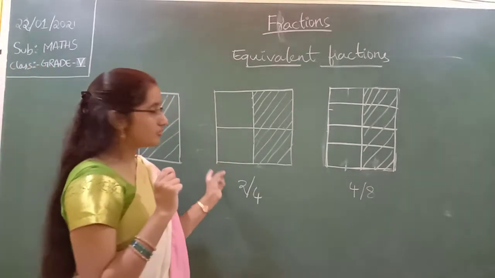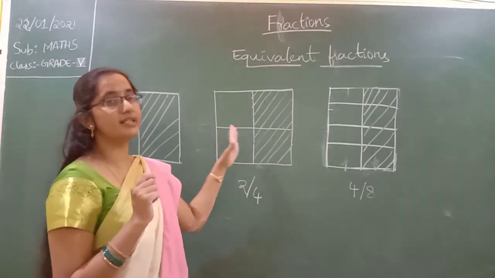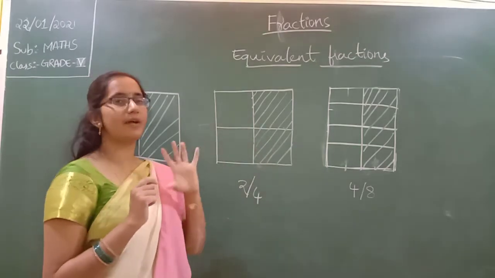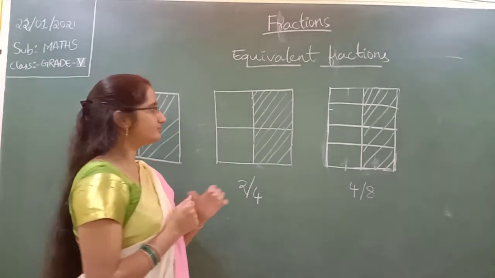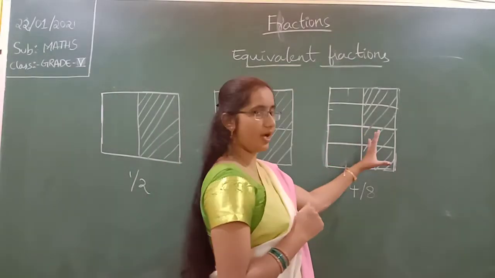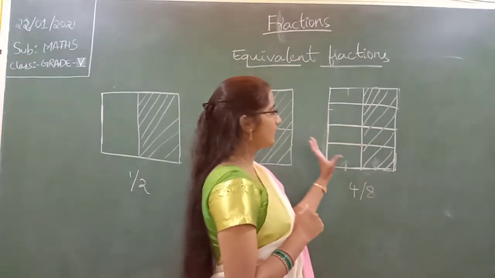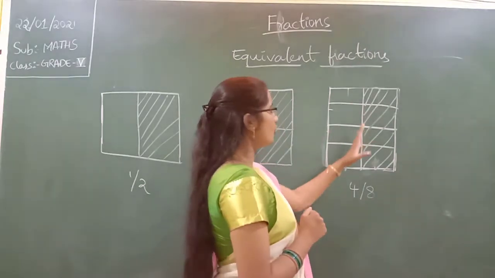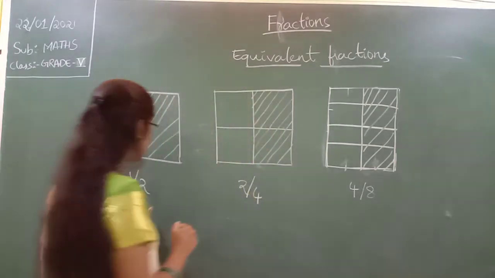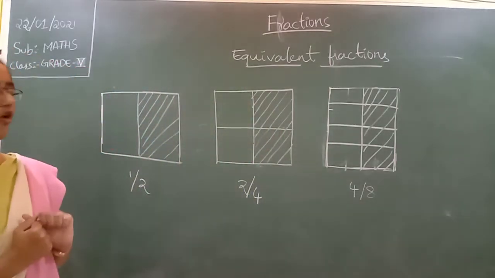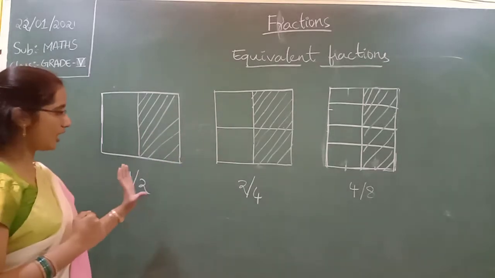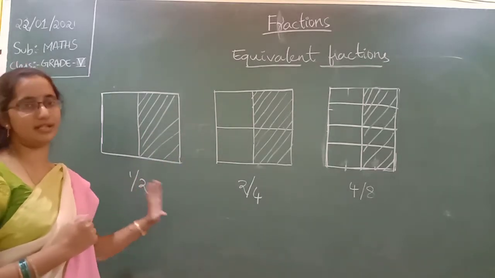Here we also shaded half of the square, but this is divided into 4 parts. So 2 by 4 is shaded. And here we have shaded the same half, but this is divided into 8 parts. So 4 by 8 is shaded. These 3 fraction values are the same. We have the same shaded portion, so the value is the same.